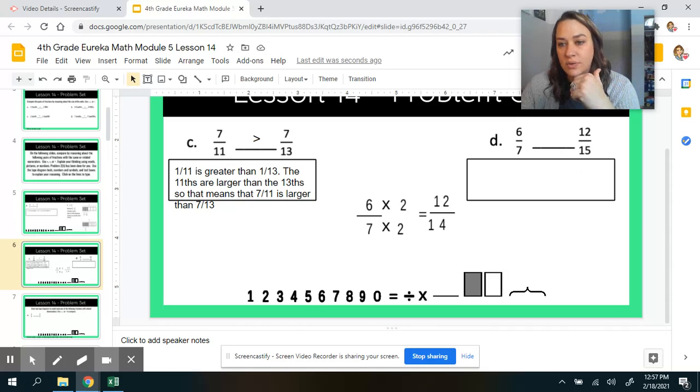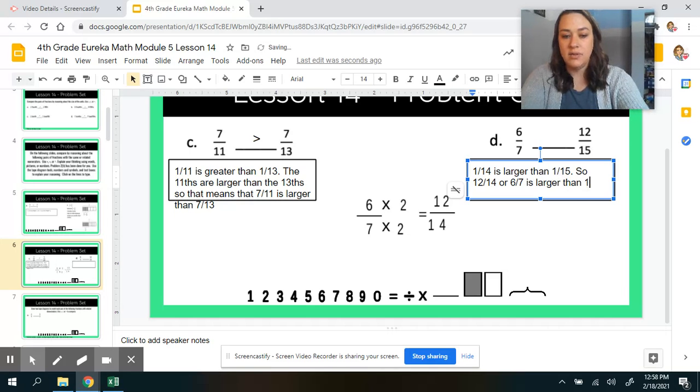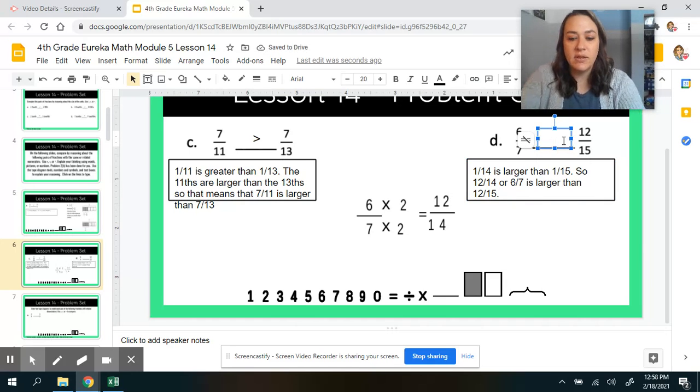So 12/14ths, 12/15ths. So we can say, just like we said over here, 1/14th is larger than 1/15th. So 12/14ths or 6/7, because those are equivalent, is larger than 12/15ths. We're going to want to put that up here on our number line. 6/7 is greater than 12/15ths. All right, let's do one more.